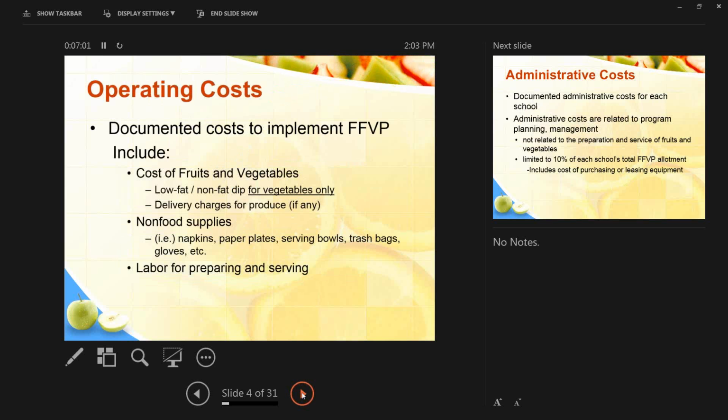So to cover operating costs, those are documented costs needed to implement the Fresh Fruit and Vegetable Program. So that's going to include the cost of your fruits and vegetables. It's going to include low-fat or non-fat dip if you're using those, and those are allowed just for vegetables. It'll also include delivery charges for produce, if any of those apply. And it'll also cover your non-food supplies. So those will be things like napkins, paper plates, serving bowls, or trash bags that you'll need to conduct the fruit and vegetable servings. It'll also include any labor for preparing the fruits and vegetables and for serving them.